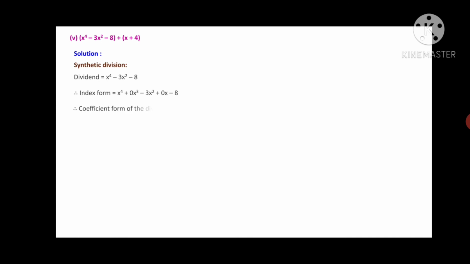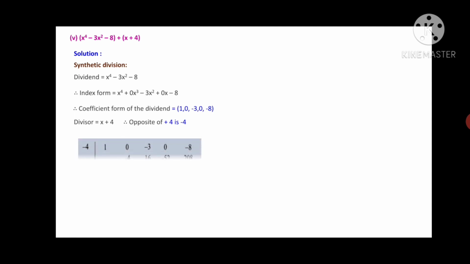Now let us see problem number 5, wherein it is given that x⁴ − 3x² − 8 is divided by x + 4. So friends, let us start with the synthetic division method. The dividend is given as x⁴ − 3x² − 8, so in index form it will be x⁴ + 0x³ − 3x² + 0x − 8. Since the x³ and x terms are not given, we write them as 0x³ and 0x respectively. Now the coefficient form of this dividend is 1, 0, −3, 0 and −8. The divisor is given as x + 4, therefore the opposite of plus 4 is −4.